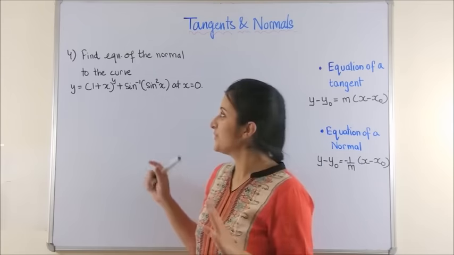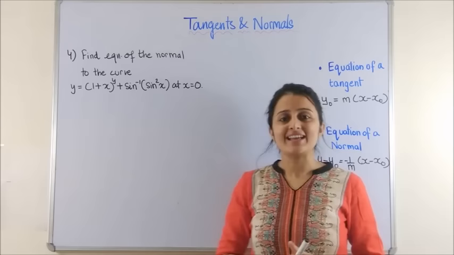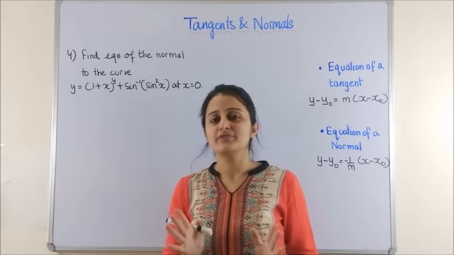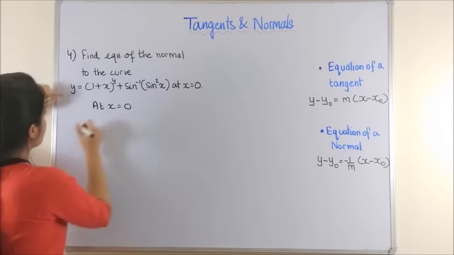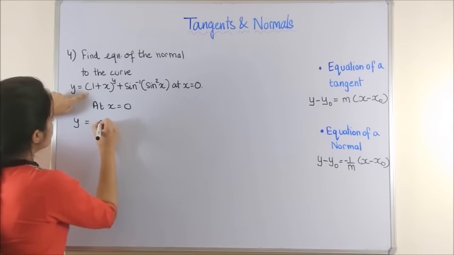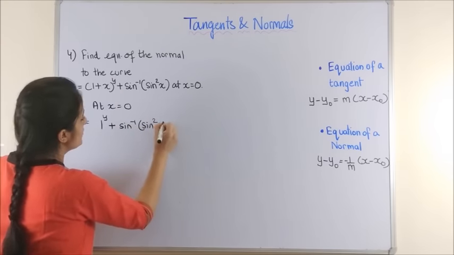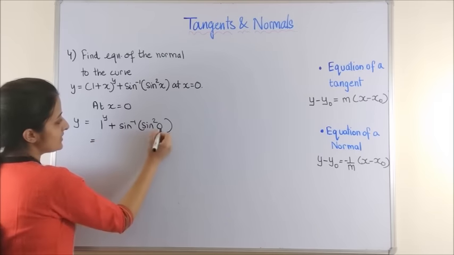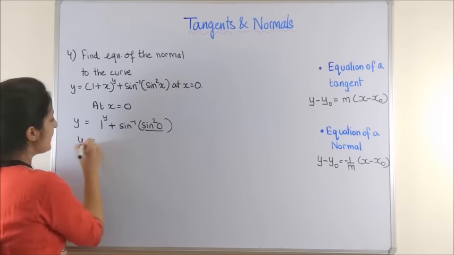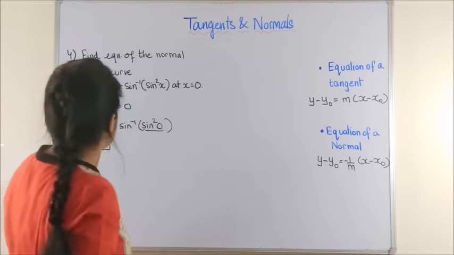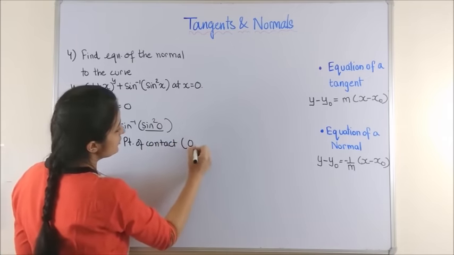Have a look at the fourth question. Find the equation of the normal to this weird looking curve at the point x equal to 0. So first of all, let's figure out what's the point of contact. If we are already given x equal to 0, my y shall become 1 raised to power y plus sine inverse of sine square 0. Sine 0 is anyway 0, and sine inverse of sine 0 simply gives us 0. So y is equal to 1. So now we have the point of contact, our x0, y0, to be (0, 1).